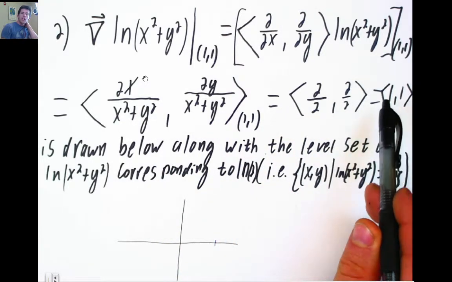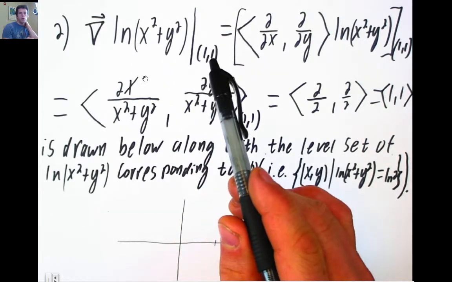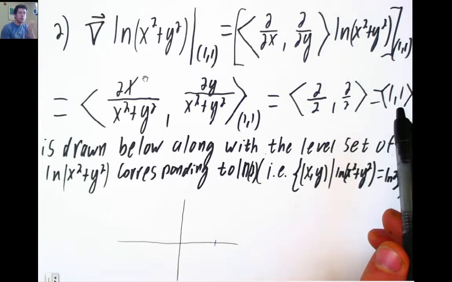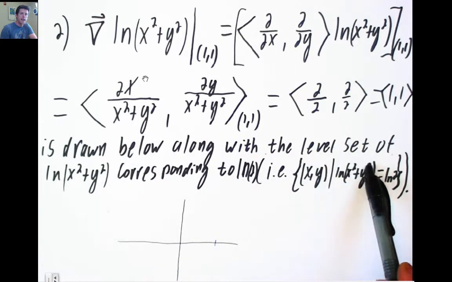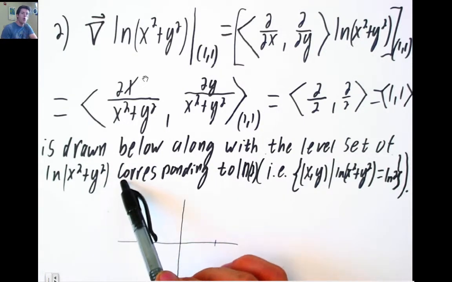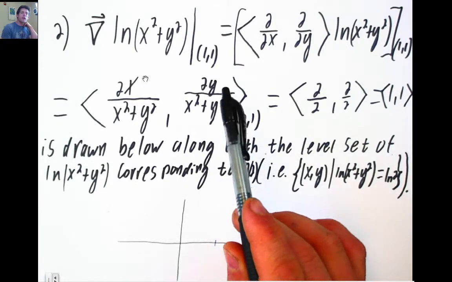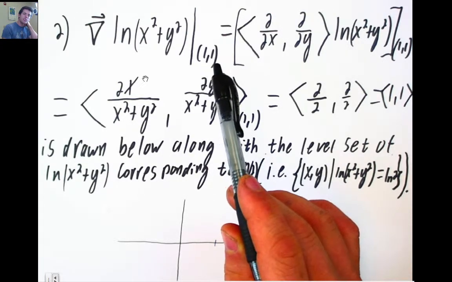All right. So we have found the gradient of that function at the point 1, 1, and it is the vector 1, 1. We're meant to draw this, so I will say it is drawn below along with the level set of the function that we're talking about, natural log of x squared plus y squared, corresponding to, well, what value? We're meant to be looking at the point 1, 1. So the level set that we're interested in is the level set that passes through the point 1, 1.